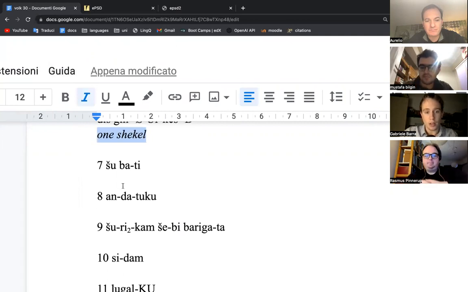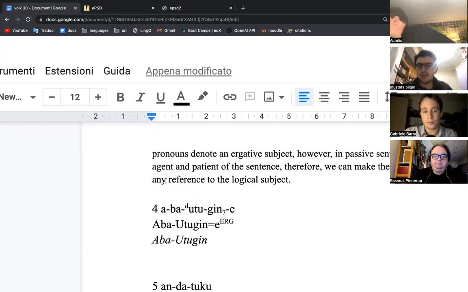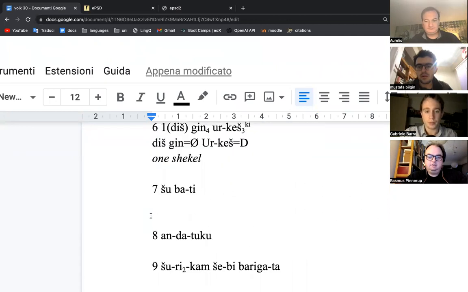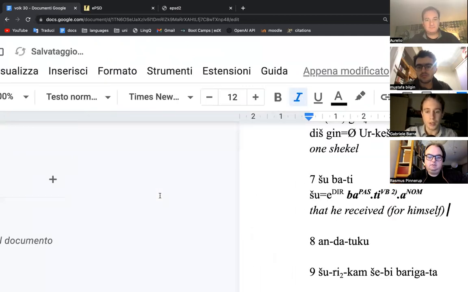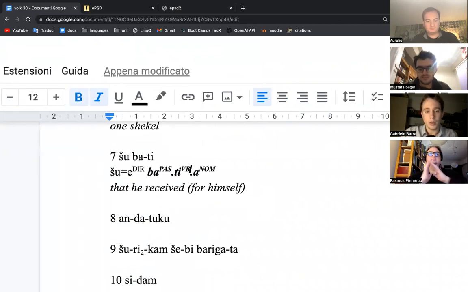All right, Shubati again. Not much to discuss here. The same as in line 3 above. Shubati. Good. Handatuku again.